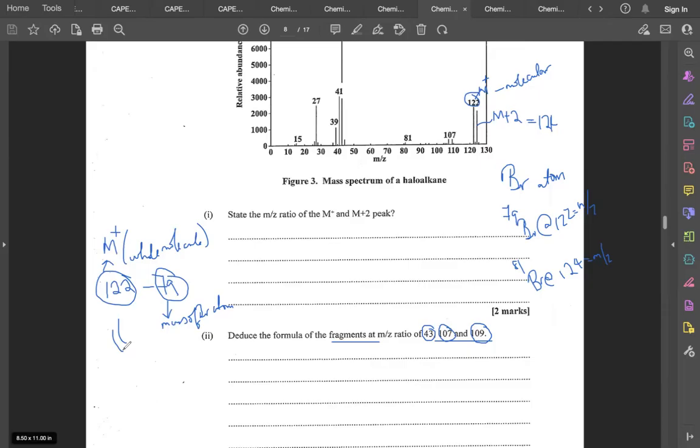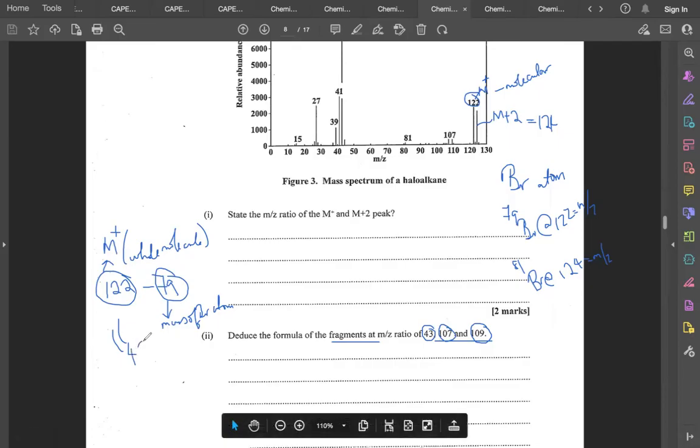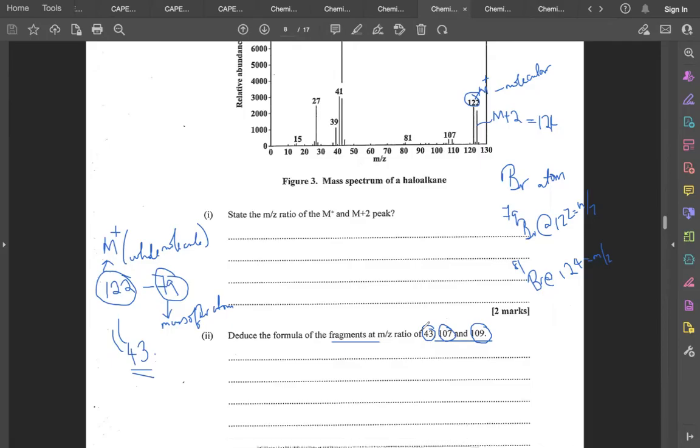122 minus 79 is going to get us 43. Do you guys see that? So that's an m/z ratio of 43 that we're going to look at now, which is exactly what they're asking us about, right? They're asking us about 43, but let's go a little bit further from here.